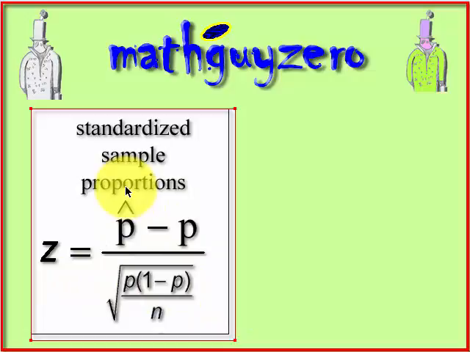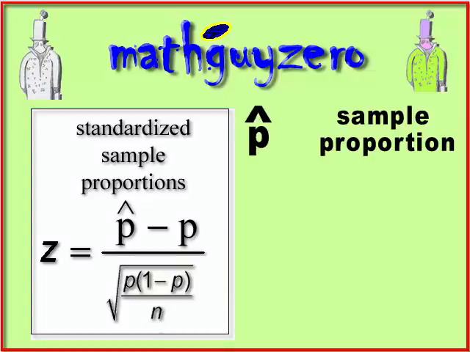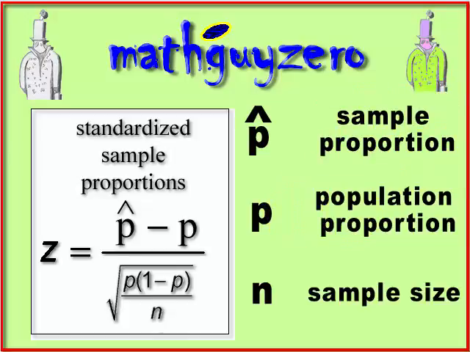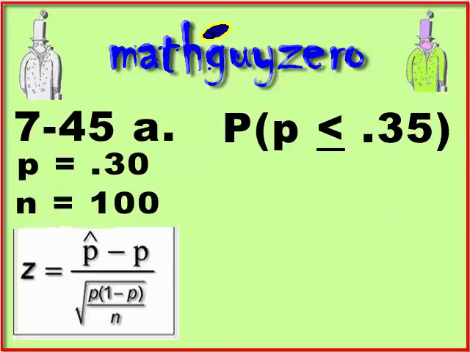So p hat is the sample proportion minus p, the population proportion, and the standard deviation is the square root of the proportion times 1 minus the proportion, divided by the sample size. I'm sorry, divided by the sample size, and that whole thing is square rooted. But let's go ahead and plug it in. Again, p hat is the sample proportion, plain p is the population proportion, n is the sample size.